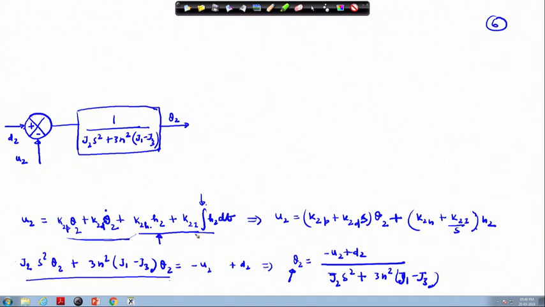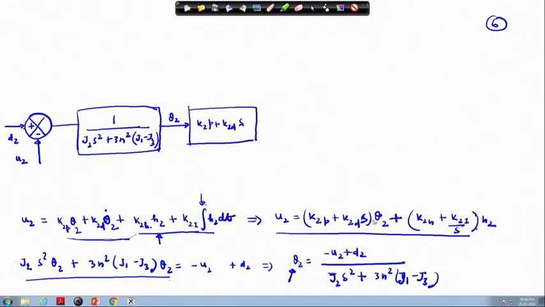So, if we use this control, this is the change control. Now if you see from this place, theta 2 is available. So, this must be operated on by k 2 p plus k 2 d s and multiplied by this theta 2. That gives you one part of the u 2. And one more part we have to add to this.